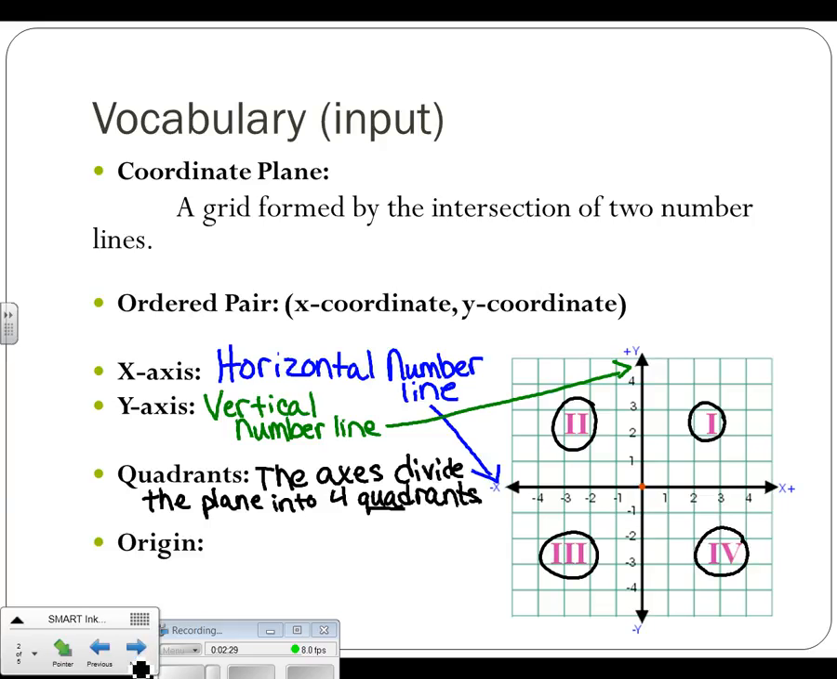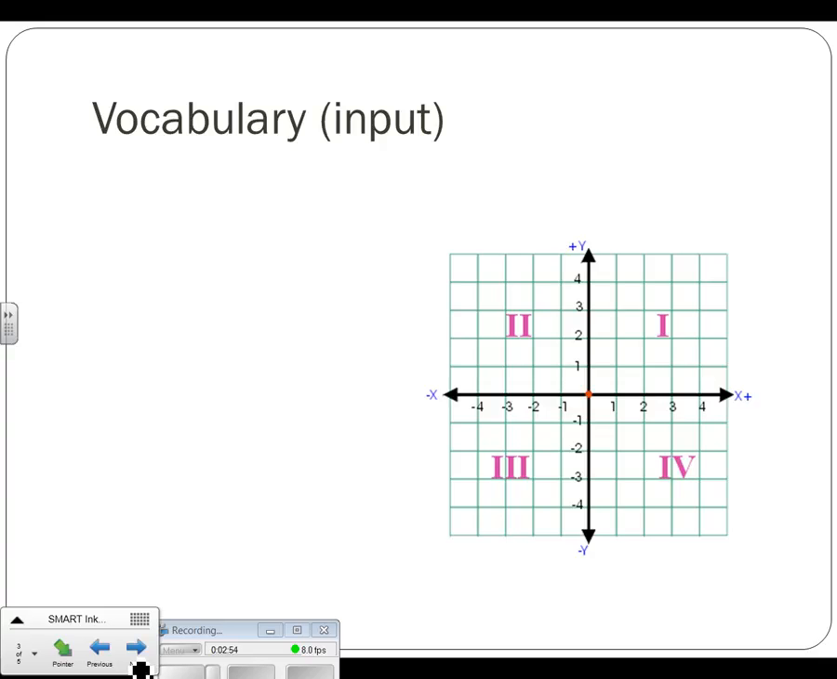The origin is where the axes intersect, which is right here where that red dot is located. That is the origin. So draw a coordinate plane or a coordinate grid or a coordinate graph in your notes. And what we are going to do is graph some points and then locate which quadrant they are in.